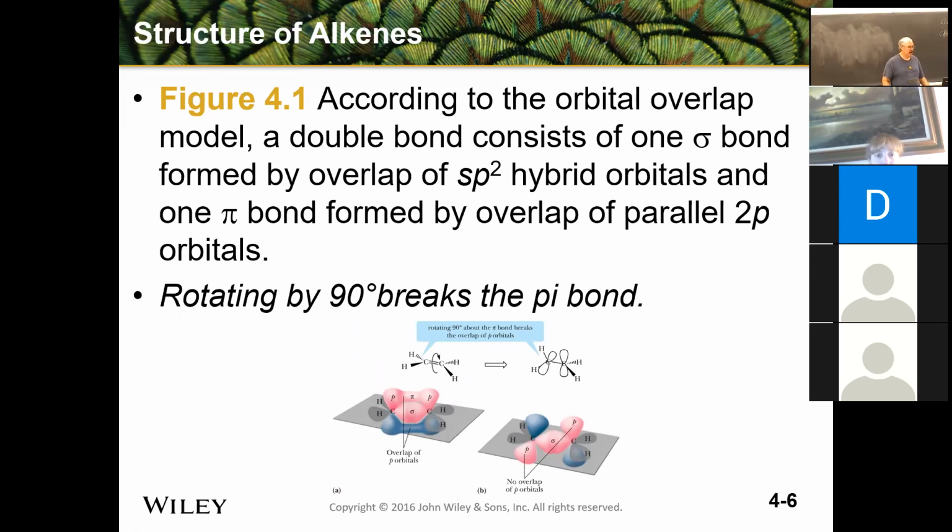Right, according to the orbital overlap model, a double bond consists of one sigma bond formed by the overlap of sp2 hybrid orbitals and one pi bond formed by the overlap of parallel 2p orbitals. Rotating by 90 degrees breaks a pi bond.